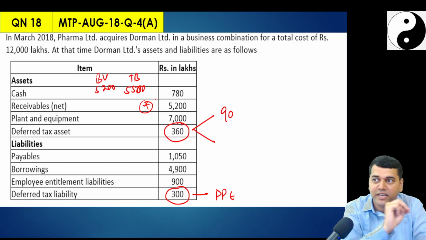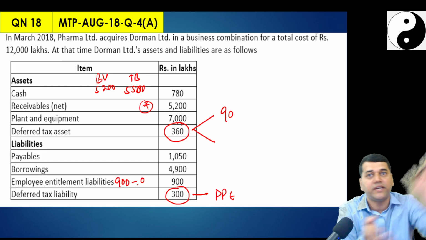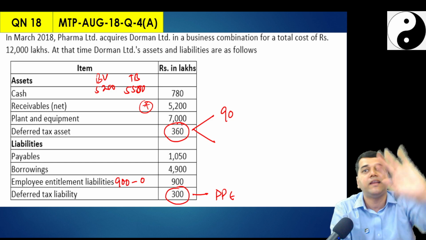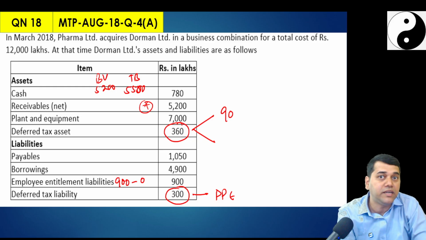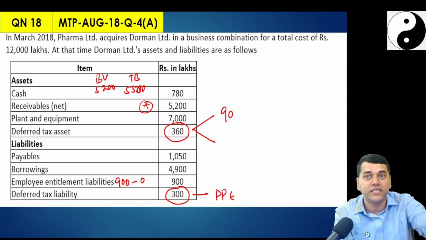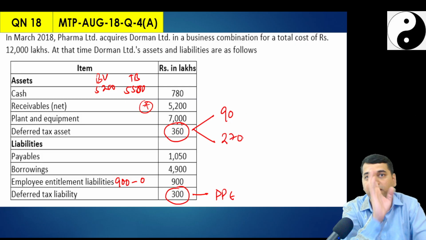Carrying amount is less than the tax base. And there is one employee liability, 900, whose book value is 900, tax base is 0. Why? Because whatever expenses you provided, the income tax didn't allow. They say, when you pay, I will deduct. Since this is a liability, book value is more than the tax base. This is a deferred tax asset, which is 270. Perfect. You got a breakup now.